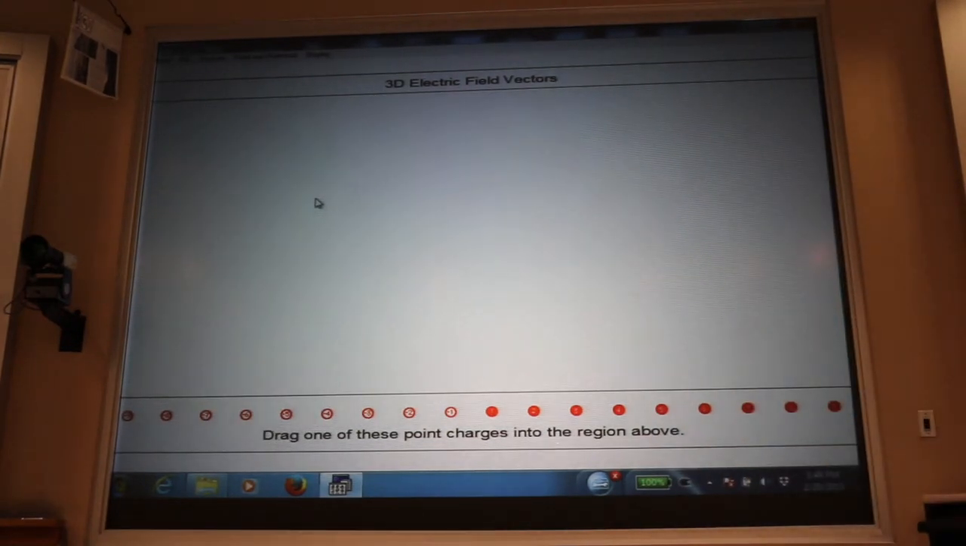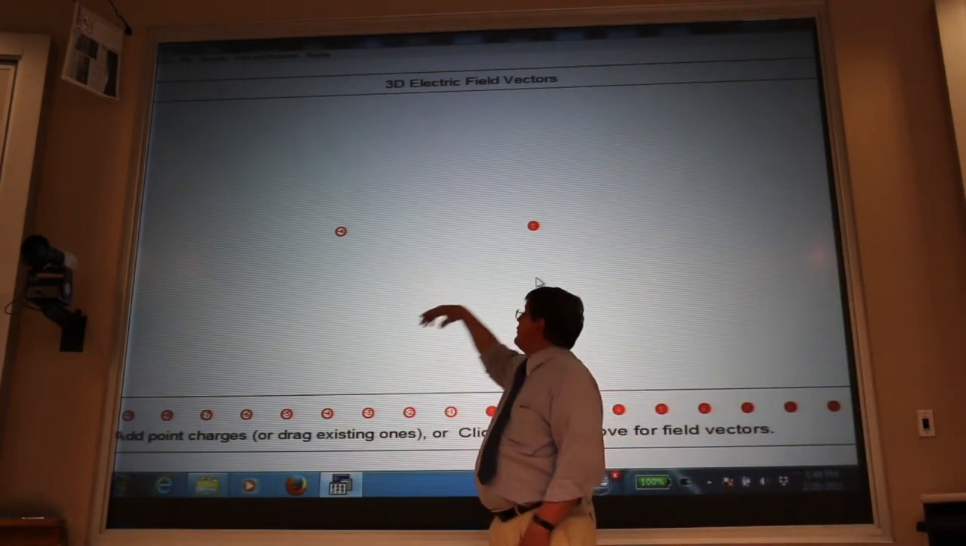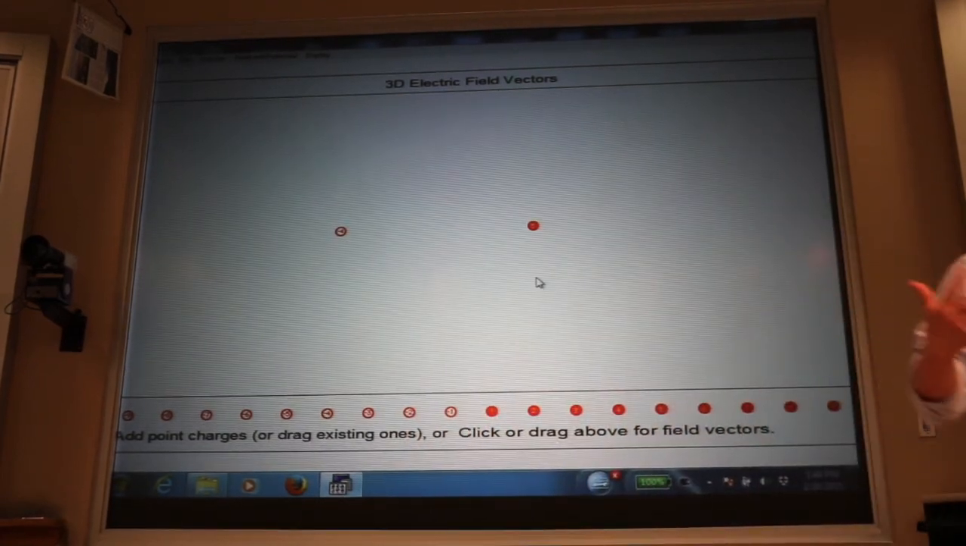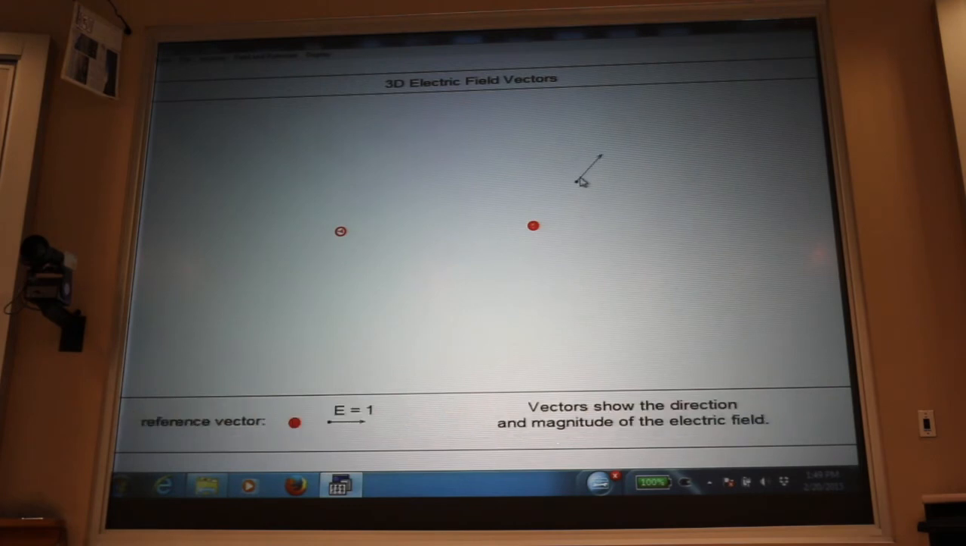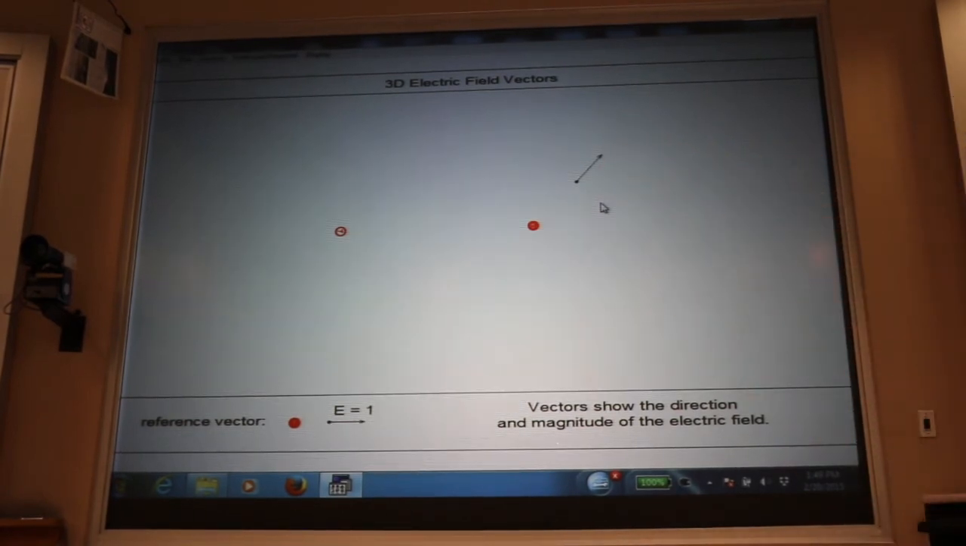So this program of David's allows you to put sources. I'm going to put a -4 next to a +5. Now, this might be +5 coulombs and -4 coulombs, or +5 microcoulombs and -4 microcoulombs. It's all relative. Now, this program allows you to click anywhere, and it will give you the electric field vector. That's the field, the middle thing, the E, okay?